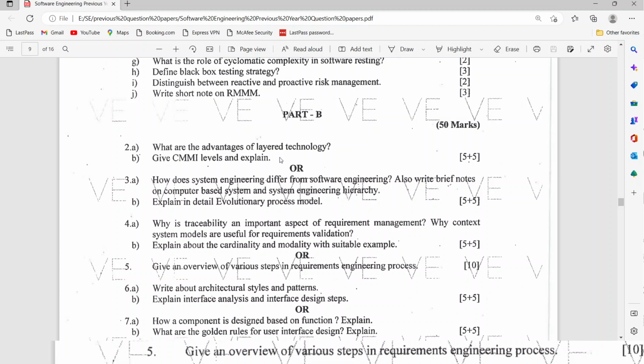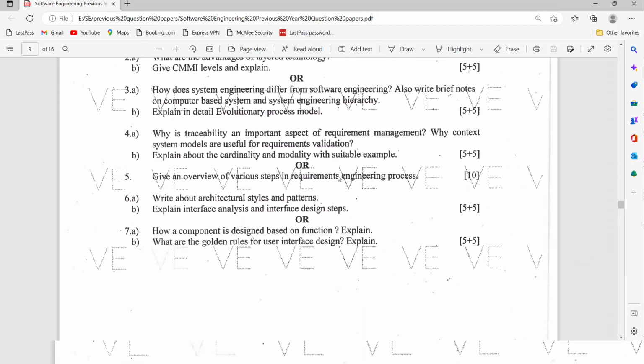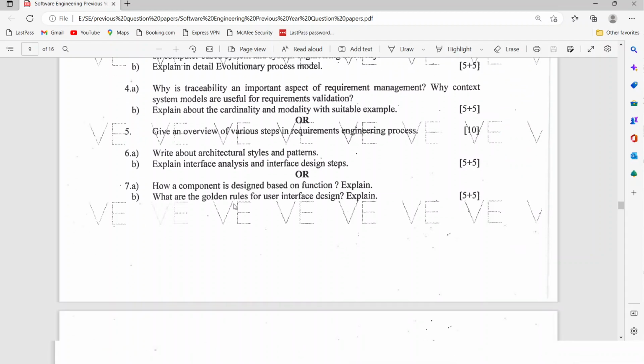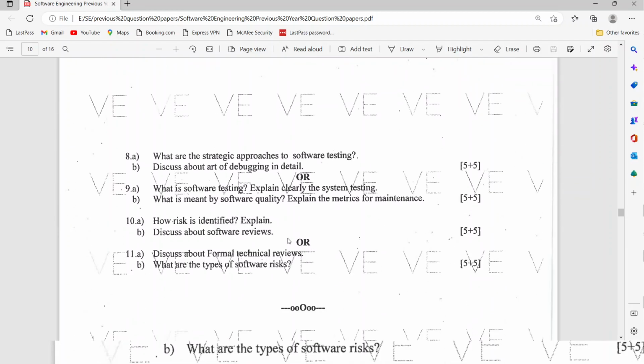And these are the advantages of the layer technology, CMMI levels. All these are the straight away questions where they will ask. And how the requirements management can be planned. What is meant by cardinality? What is the requirements engineering process? Architectural styles and patterns. See how many times these architectural styles and patterns are repeated.